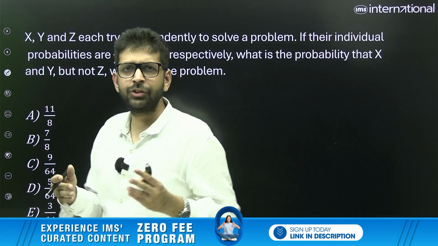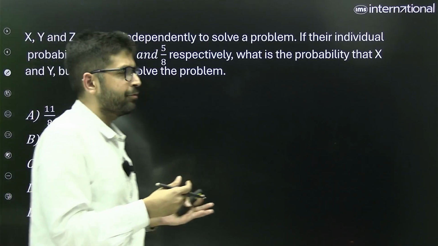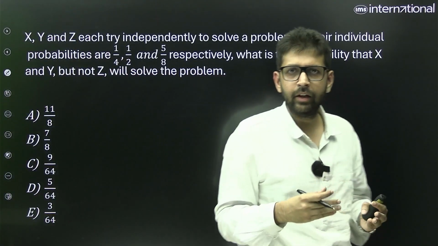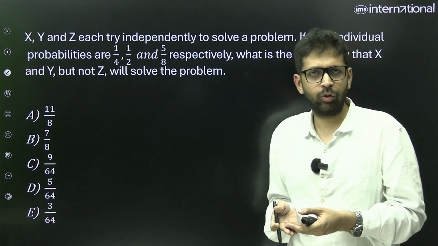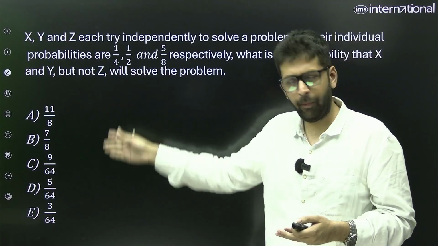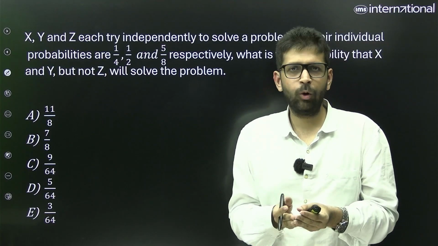X, Y, and Z each try independently to solve a problem. If the individual probabilities are 1 by 4, 1 by 2, and 5 by 8 respectively, what is the probability that X and Y, but not Z, will be able to solve the problem? And here are the 5 options. Pause the video, give it a shot, and then resume to look at the solution.